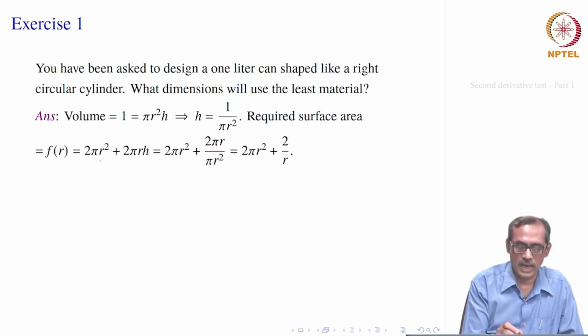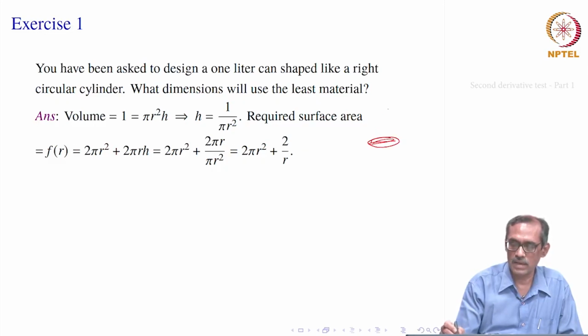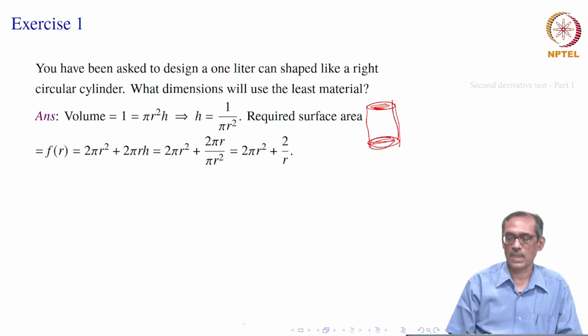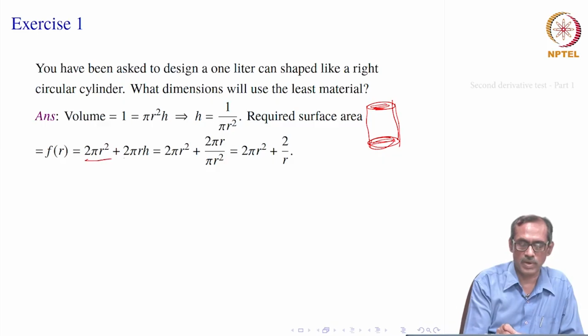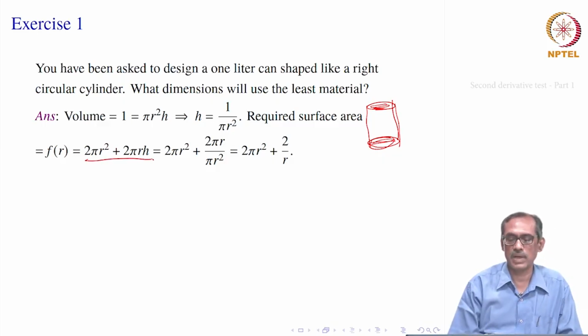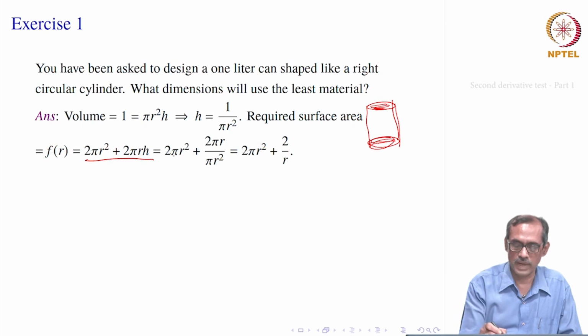Now the required surface area will be: the cylinder has pi r square on the bottom, on the top also pi r square, and this height. So, that circular thing gives you 2 pi r into h. So, the whole area is 2 pi r square plus 2 pi r h, that is your f of r. Now h is 1 divided by pi r square, so we substitute that h. So, it is 2 pi r square plus 2 pi r divided by pi r square, that gives 2 pi r square plus 2 divided by r.